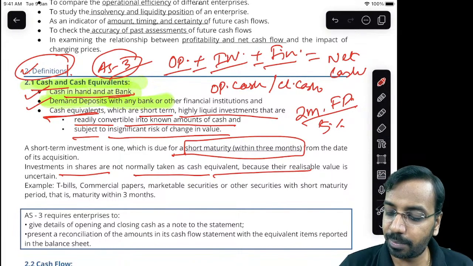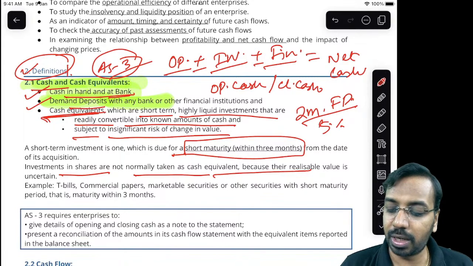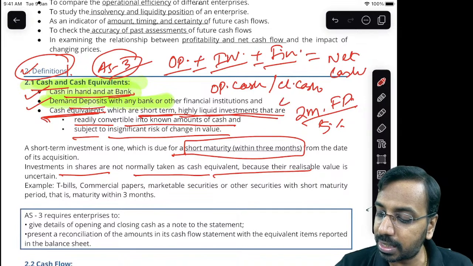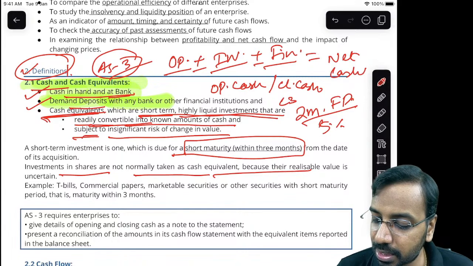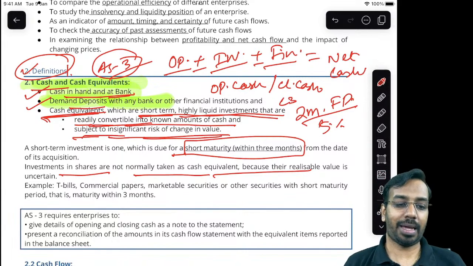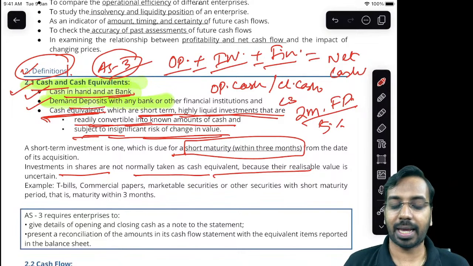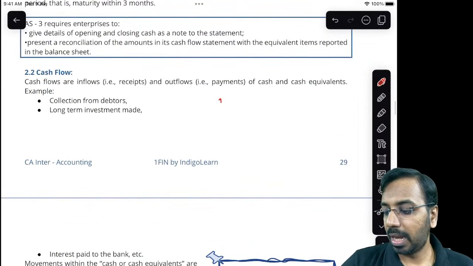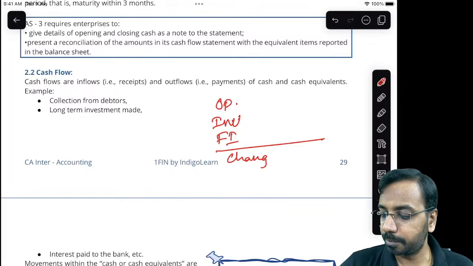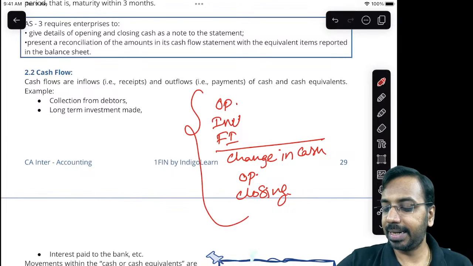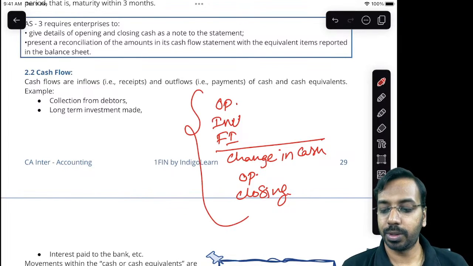So cash in hand, bank, demand deposit, and cash equivalent, which are short-term highly liquid investments of less than 3 months, readily convertible into cash and subject to insignificant risk of change in value, that is what is called the cash and cash equivalent. Now the format, if you see, you will have operating cash flow, investing cash flow, financing cash flow. This will give you the change in cash and cash equivalent. You will have opening and then you will have closing. This is the indirect method of preparation of cash flow statement, right?